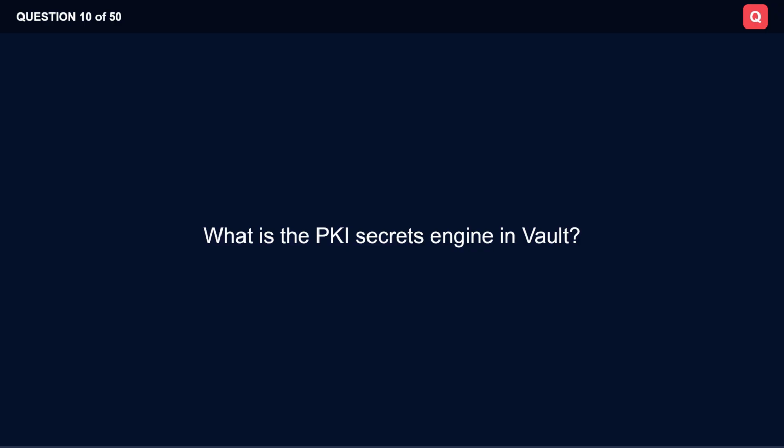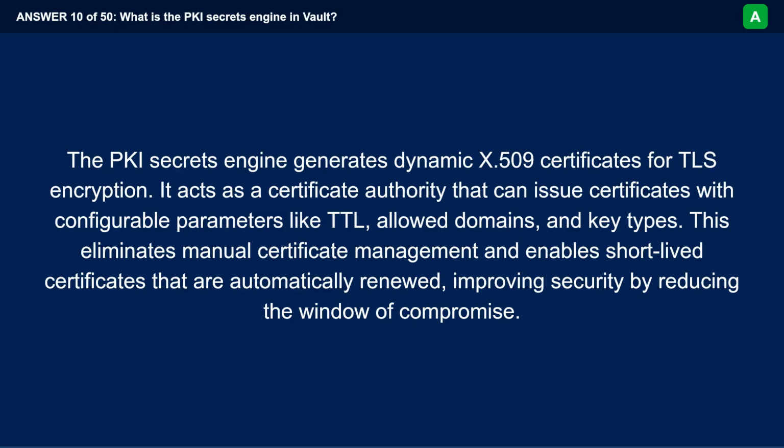What is the PKI Secrets engine in Vault? The PKI Secrets engine generates dynamic X.509 certificates for TLS encryption. It acts as a certificate authority that can issue certificates with configurable parameters like TTL, allowed domains, and key types. This eliminates manual certificate management and enables short-lived certificates that are automatically renewed, improving security by reducing the window of compromise.